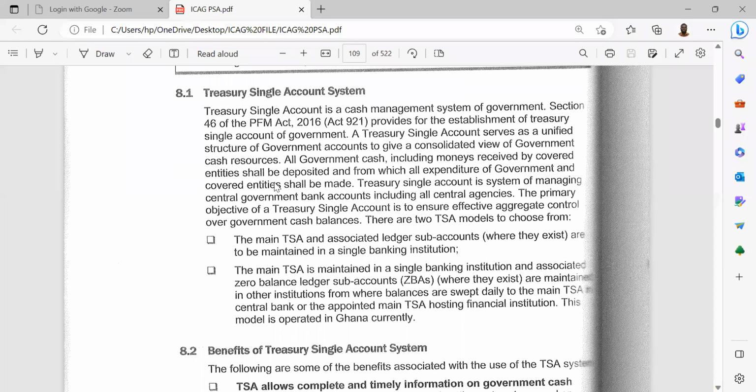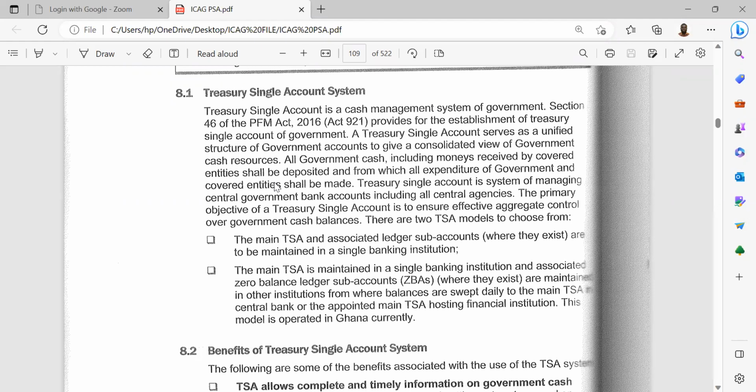The second one says that the main Treasury Single Account is maintained in a single banking institution, and associated zero balance accounts, where they exist, are maintained in other institutions from where balances are swept daily into the main account through the central bank and the appointed main host financial institutions. This is the second model, the one they are currently operating. Let me explain the second one before I do the first one.